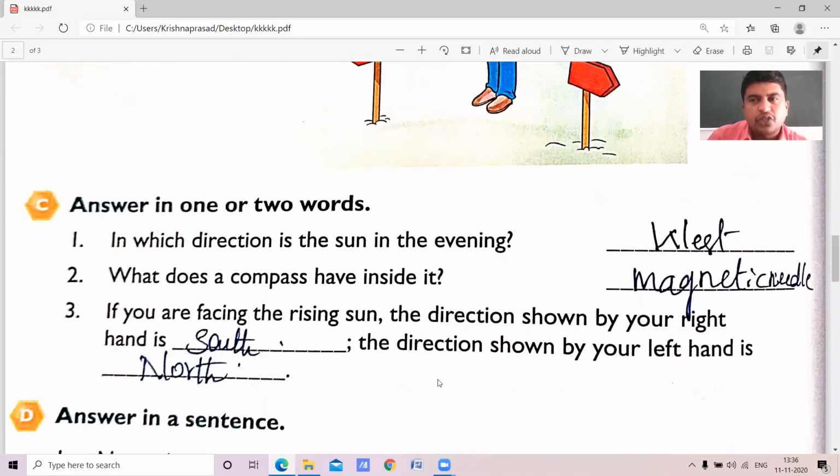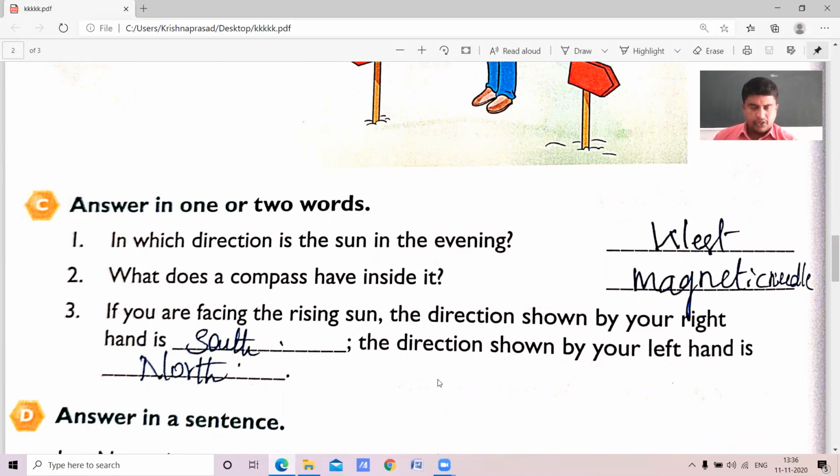Yes. Moving towards the answer in one or two words. We have to answer in one or two words. Okay, children. Let us start now. Now we shall start with the first one. Which is the first one now?